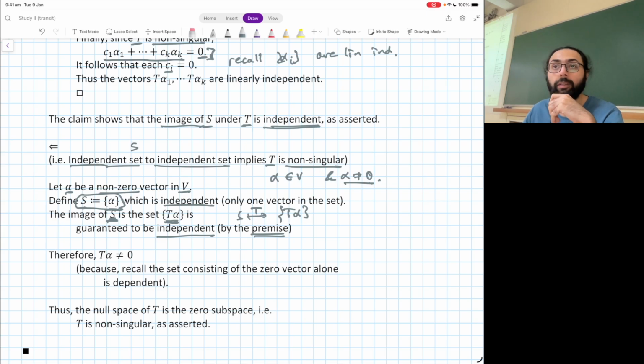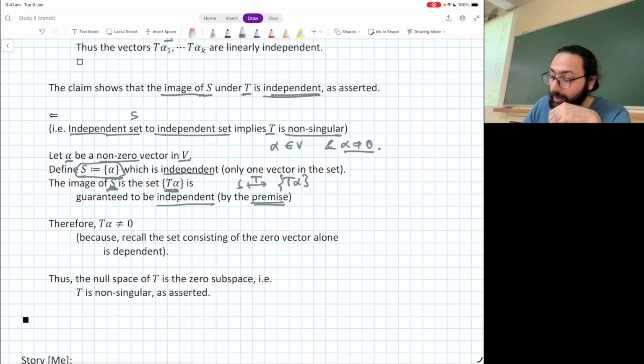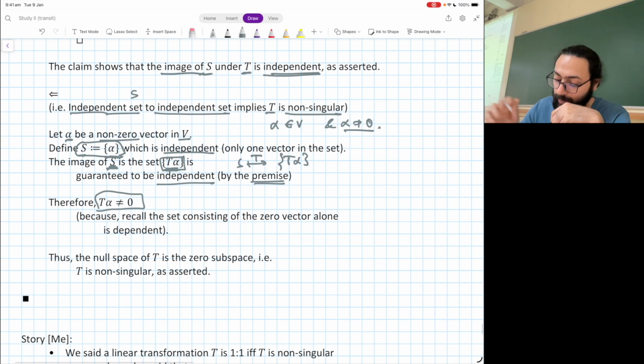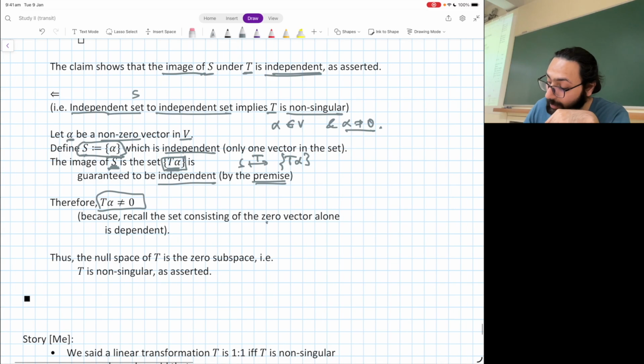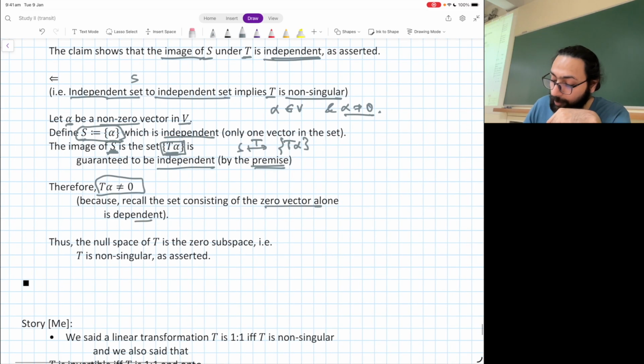Is that okay? Well, so this vector in particular cannot be 0, because the set with the 0 vector is not linearly independent. Okay, and so then what we get is the fact that the null space of T is the 0 subspace.